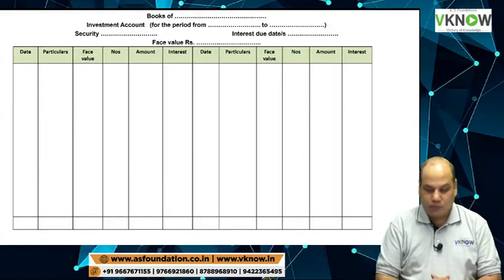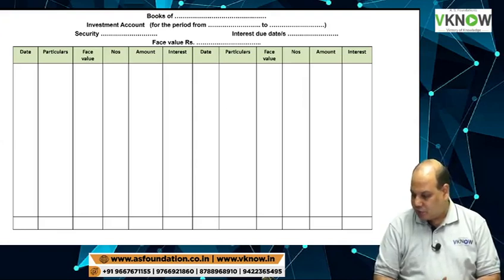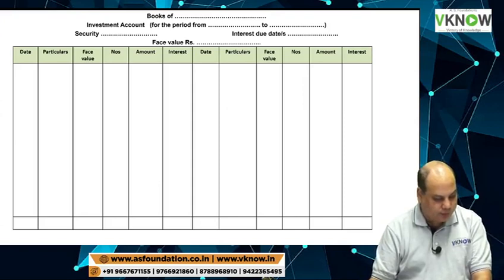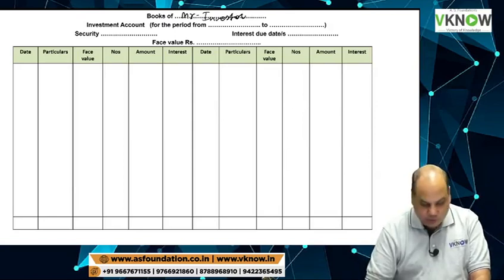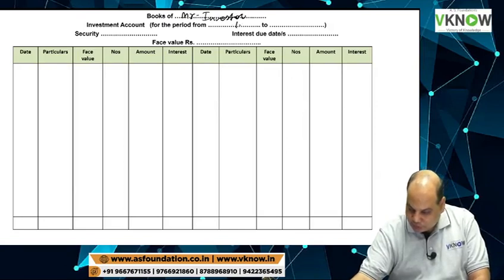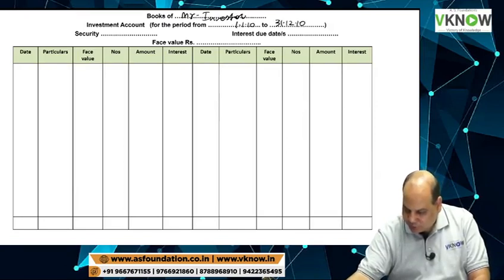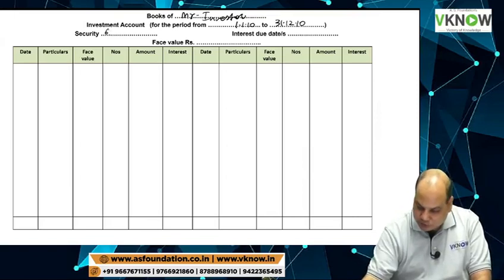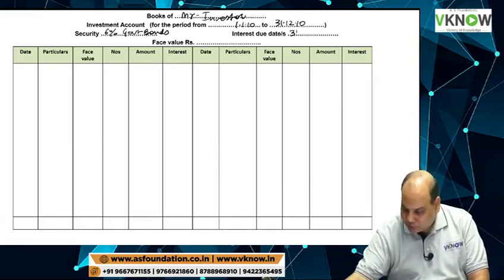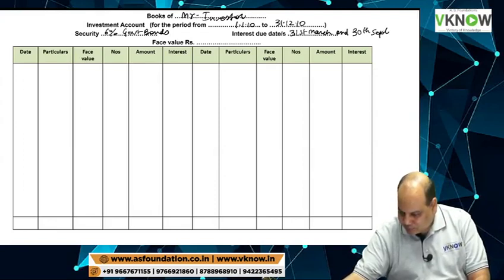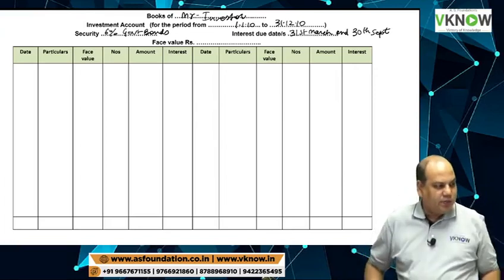Please write down. Please draw the format. First write down the heading, books of Mr. Investor. Investment account for the period from 1st January 10 to 31/12/10. The name of the security is 6% government bonds. Interest due dates: there are two interest payments in this problem, 31st March and 30th September.